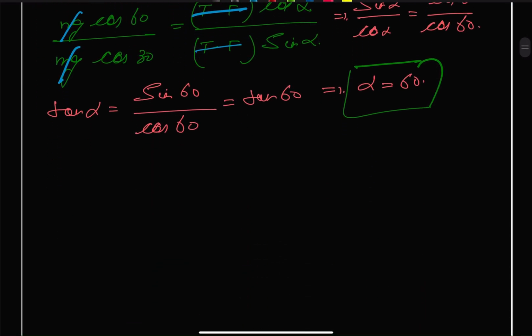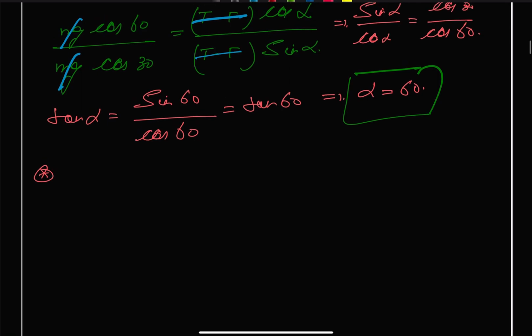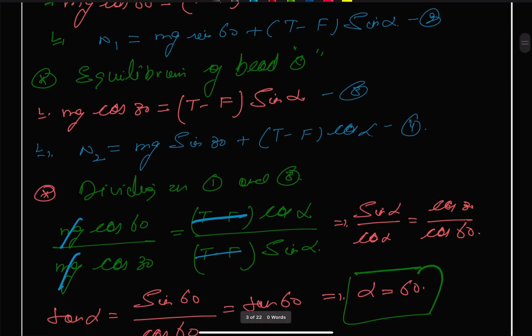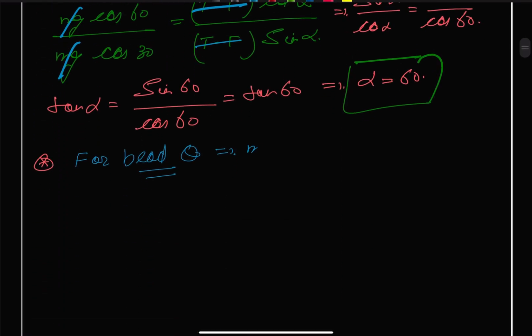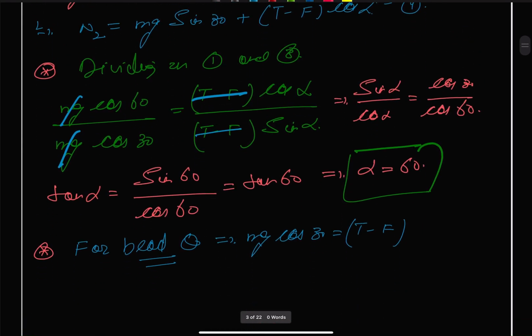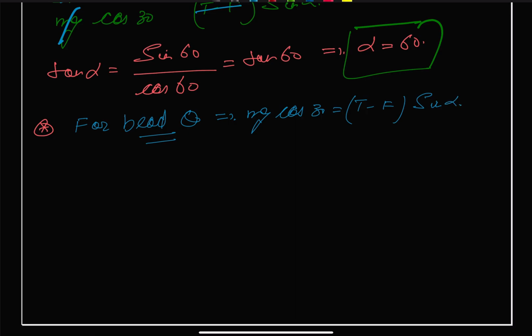So let us suppose we use the equation. You can say that for bead Q, we can write mg cos 30 is equal to T minus F, and we have this as sine of alpha. We substitute, and we get mg, and we can write cos of 30 as sine of 60, which will be equal to T minus F, and here also we have sine of 60.